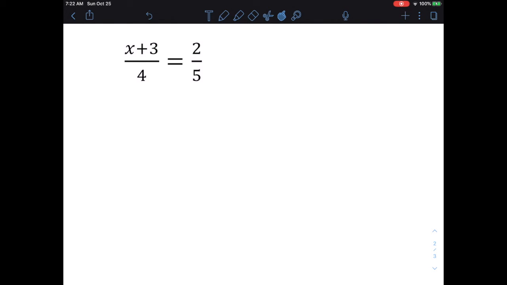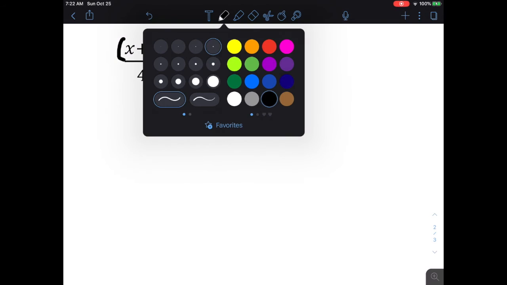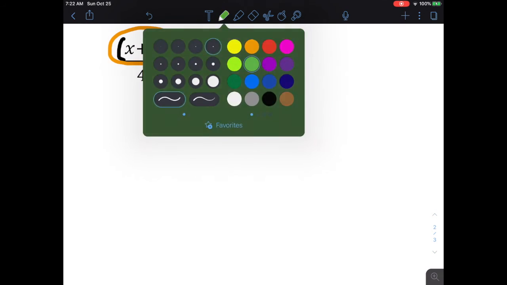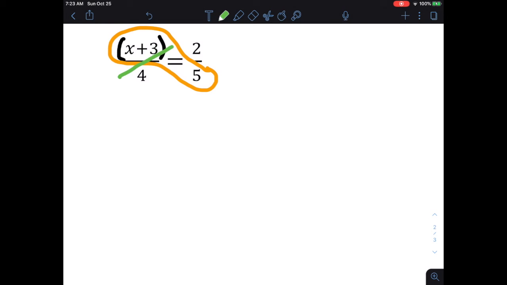And the first thing that I'm always going to do if I see a number that's added to x or subtracted from x is immediately put it in parentheses. And then I'm going to do my cross multiplication. So I have the 5, and this is a little weird because it's so big. And then I have the 4 and the 2.